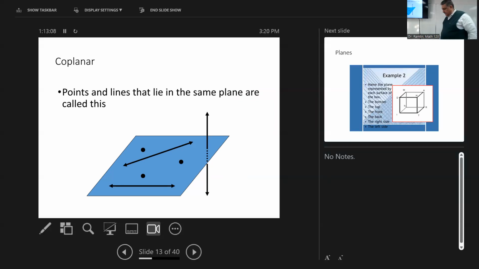Points and lines that lie in the same plane are called coplanar. These are coplanar lines. These are coplanar points. This is not. This crosses the plane.